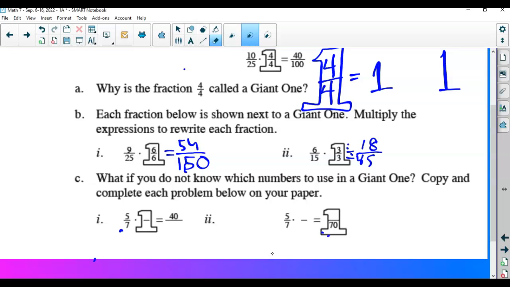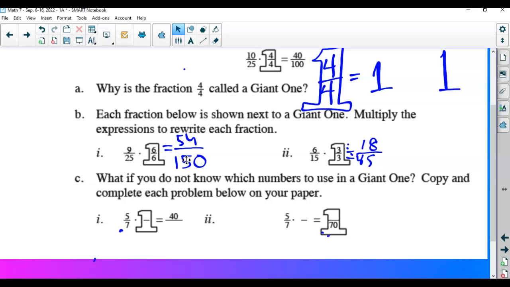So 9 times 6, 54. 25 times 6, 150. And then 6 times 3, 18. 15 times 3, 45. So these are what we call equivalent fractions. Fancy way to say equal.